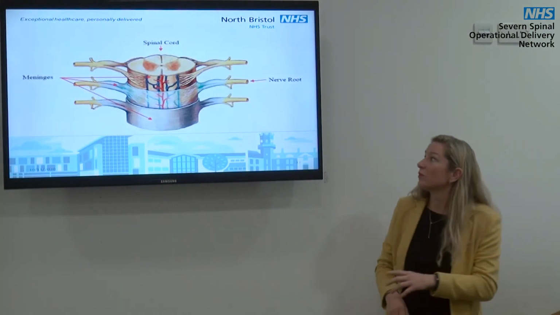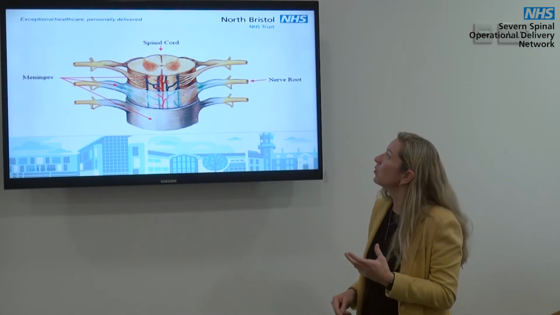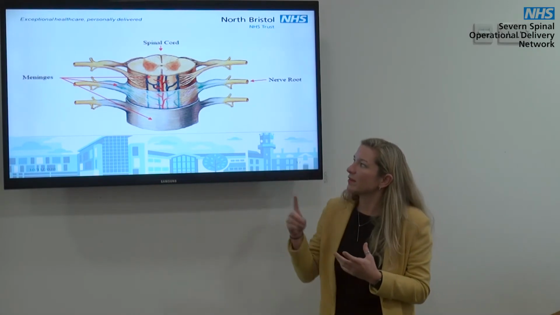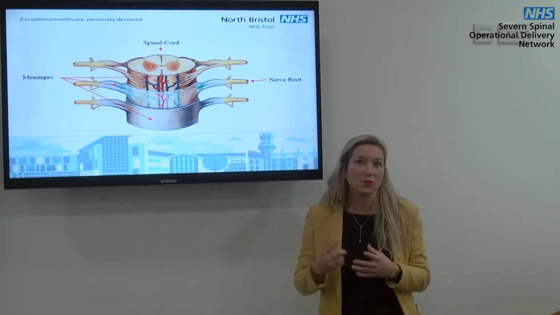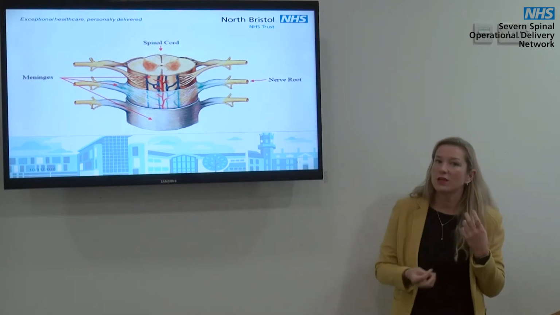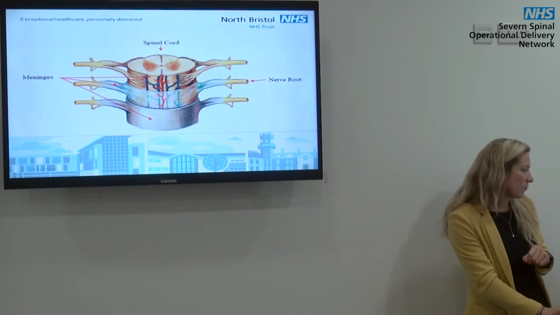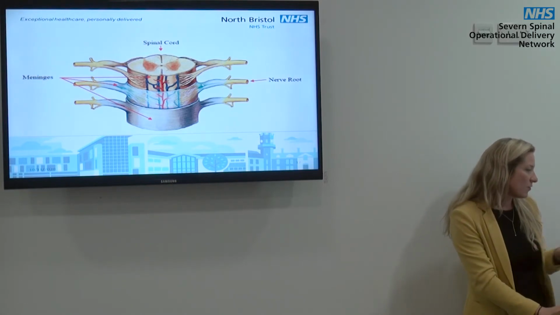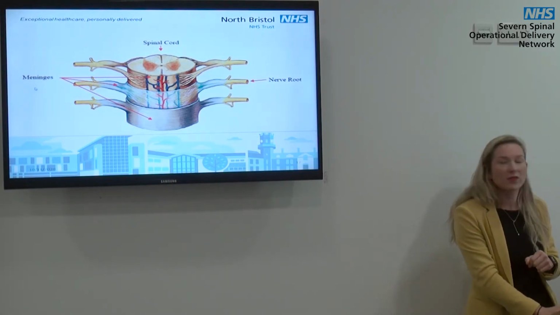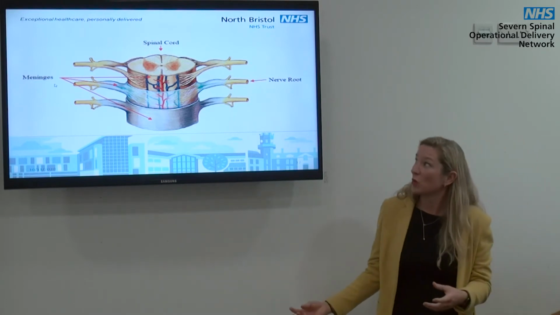This is what sits within the bones. This is the spinal cord, and this is its structure. It's contained within the meninges, so what we know as the dura. There are three layers of the dura which make up the meninges, and within that you've got the spinal cord. At each level of the spine you've got a nerve root that comes out and supplies a particular area of the body.